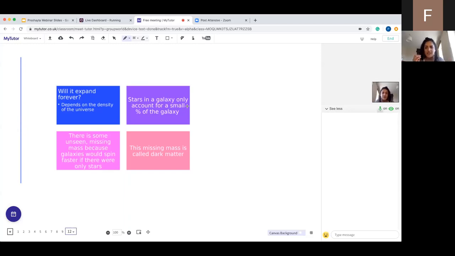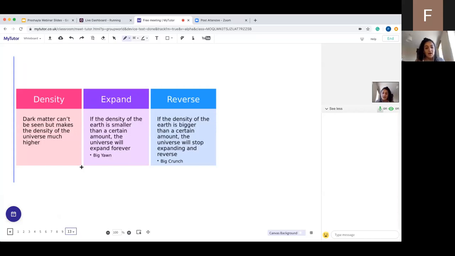And the reason that we know this is because if we were to only have stars in our galaxy, only the things that we can see, our galaxies should be spinning a lot faster, but they don't. They spin much slower than we expect, and therefore there must be some missing mass that we can't see. And we can't see it, so we've called it dark matter. So we know that it's there, but we can't see it, and we don't know in what form it is. So dark matter can't be seen, but it does make the density of the universe much higher and would explain why the galaxies spin so slowly.